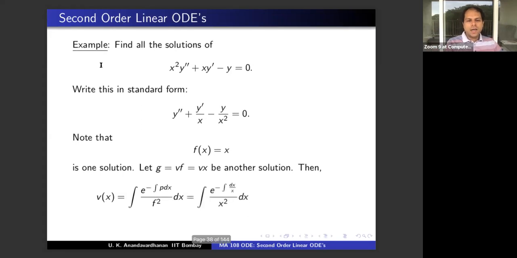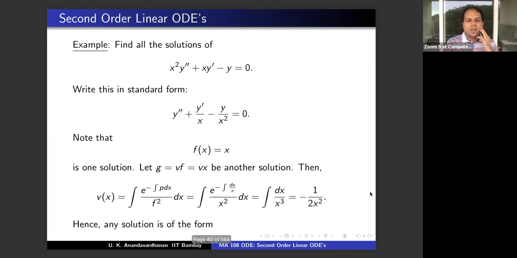So you do this, and this is e power minus integral dx by x, because p has to be, in the standard form only you take p. So p is 1 by x. You are not applying it here. You are applying it in standard form. That's important. And this is e power minus log x. That is 1 by x. So you got 1 by x cubed dx, and you got some answer. So you multiply by this, and therefore you got any solution to be of this form.